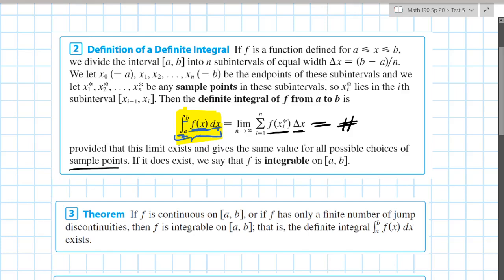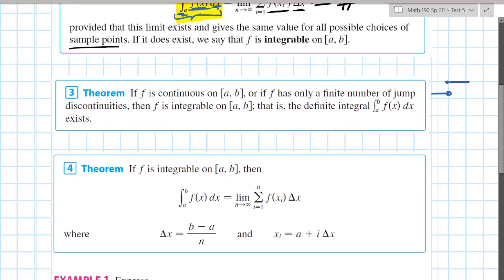So then you may ask yourself, well, what does it mean for f to be integrable? Well, if f is a continuous function on a, b, or if it only has a finite number of jump discontinuities, remember jump discontinuities look like something like that, then f is integrable on a to b, and then we can find this definite integral from a to b.